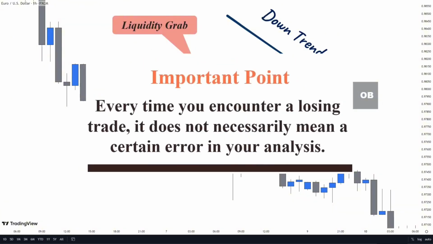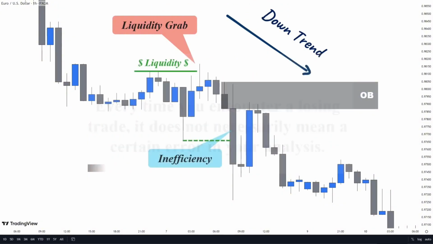But here's an important point. Every time you encounter a losing trade, it does not necessarily mean that there was a certain error in your analysis. Remember, no strategy always works because we can't control the market.